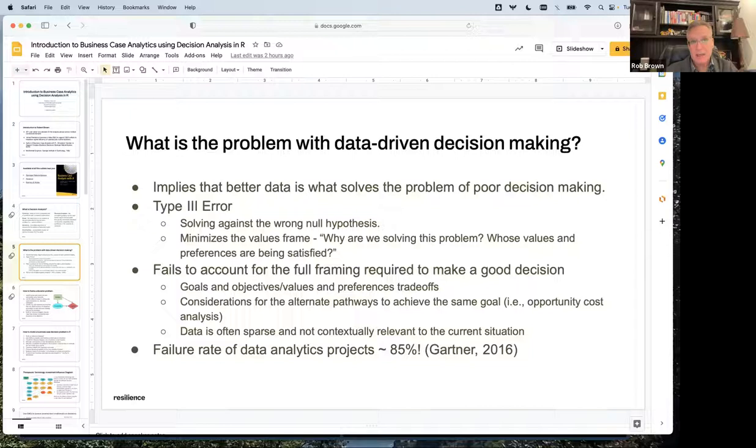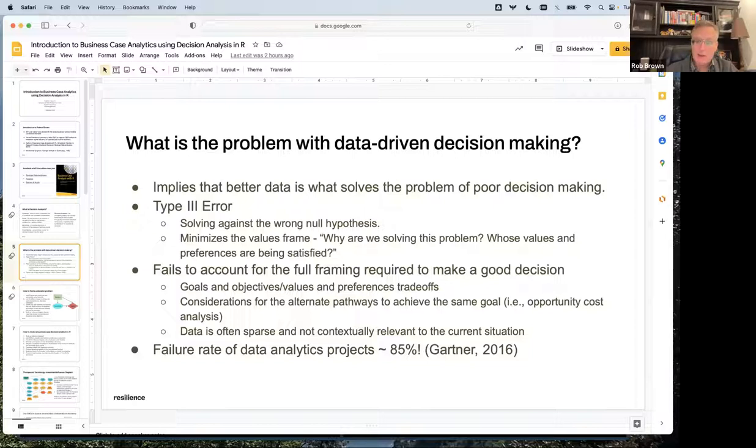Now, don't misunderstand what I'm suggesting here. It is not that we don't need better data to support good decision-making. We absolutely do, and I will never suggest that we don't. But what we've taken our minds off is those goals and objectives that we have when we make decisions, and making sure that we have that right, because the failure to do that correctly leads us into what I would call a type three error.